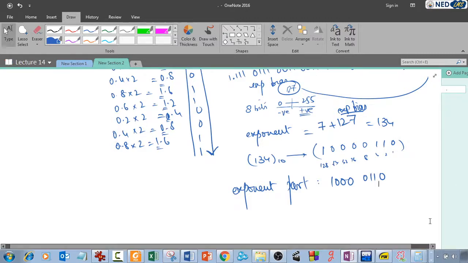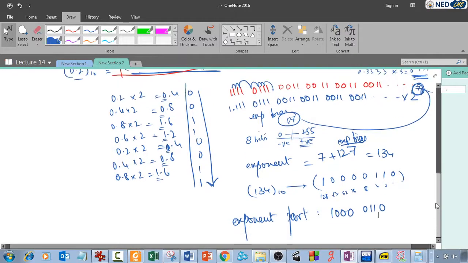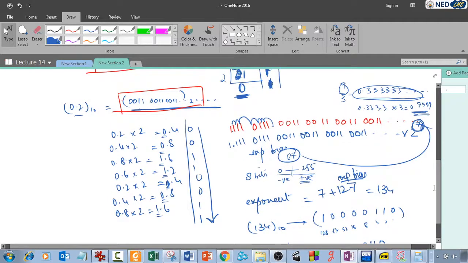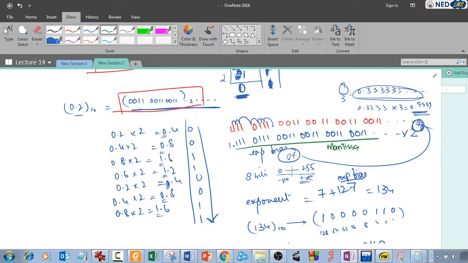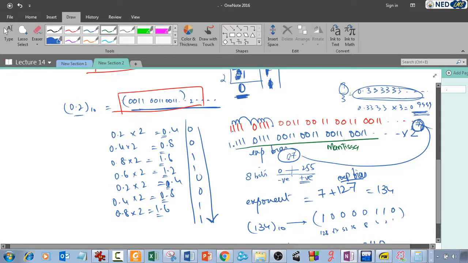And that's it. The fractional part, this part, is known as the Mantissa. We just write whatever bits we can fit without rounding or truncating. Rounding and truncation does happen, but that's a topic for some other lecture. We're just going to write these bits as they fit in the 23 bits space.